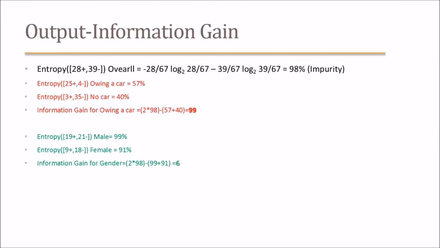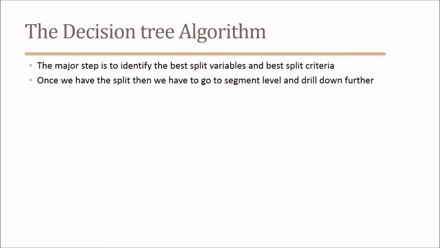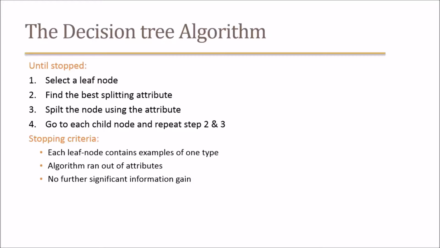So for example, in this case, we'll calculate the information gain for age, we'll calculate the information gain for gender. Looks like gender has a better information gain. Yeah, gender wins when we compare age and gender. So that's how we compare two attributes. So that's how we find the best splitting attribute, by comparing information gain across all the attributes.